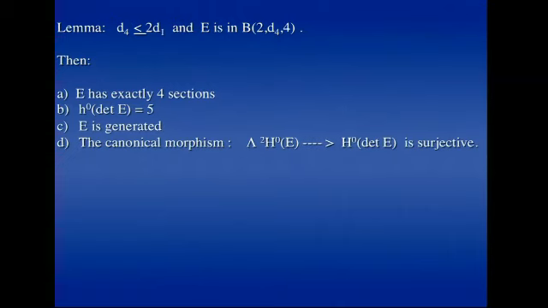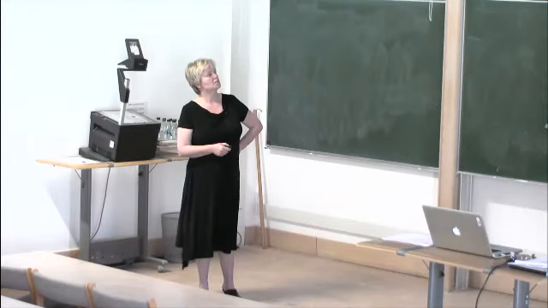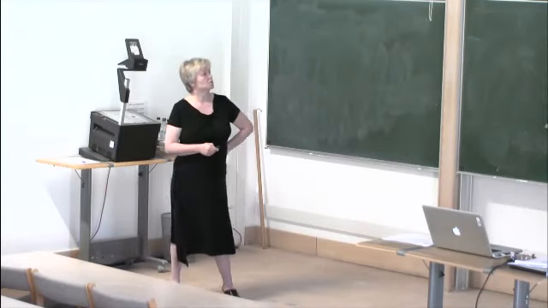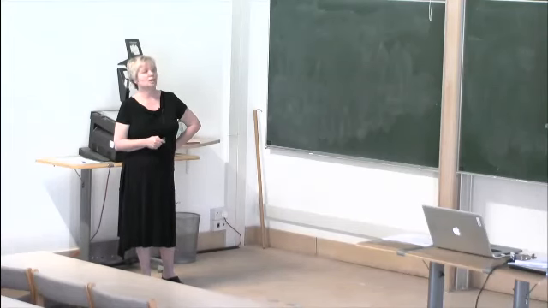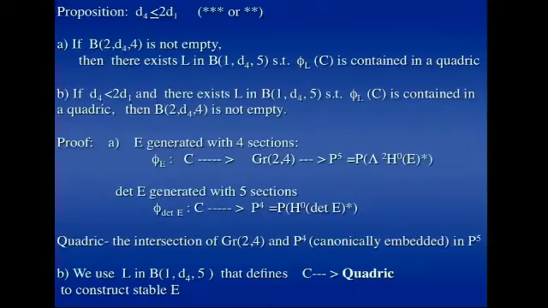Because of these first 3 conditions, we actually have a canonical morphism from lambda to H0 E to H0 determinant, and this morphism is surjective. So I'm not going to prove that again, but that's a useful thing that we use in the construction. Now, if D4 is smaller than 2D1, then in our trichotomy, we are in case 2nd or 3rd.